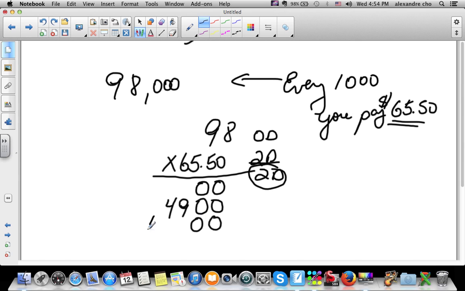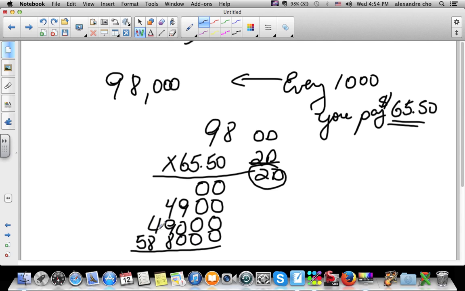It's going to be the same numbers, 4 and 9, and it's going to be 2 zeros. Okay, here we go, sorry. And then 6, I'm going to add 3 zeros. 1, 2, 3. 6 times 8 is 48, carry the 4. 6 times 9 is 54, plus 4 is 58.